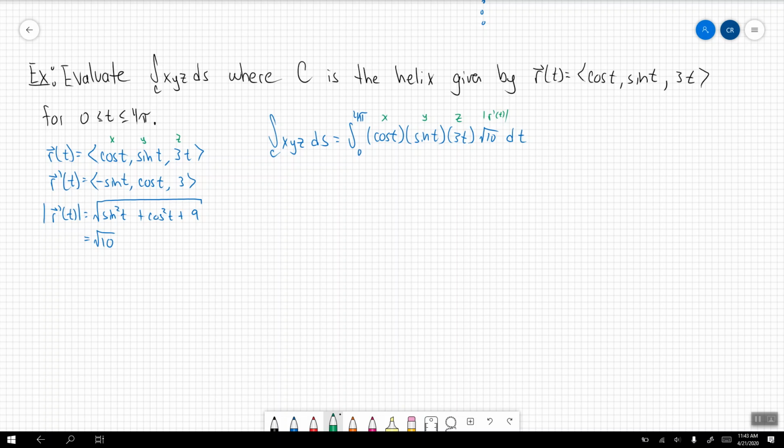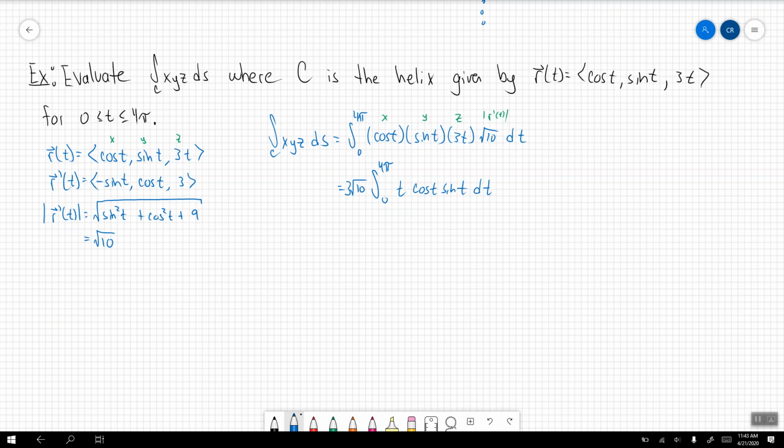Alright, so what does this look like now? Let's clean it up. Alright, we have root 10 multiplied by the integral from 0 to 4 pi. And actually there's a 3 in there that I can factor out. So 3 root 10, there we are. And this is going to be t times cosine t times sine t dt. Exactly like that. Perfect. Alright, so the next process is that we now need to figure out how to go about integrating this particular piece.